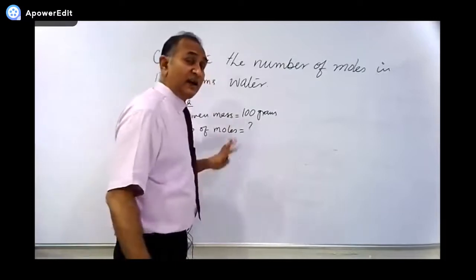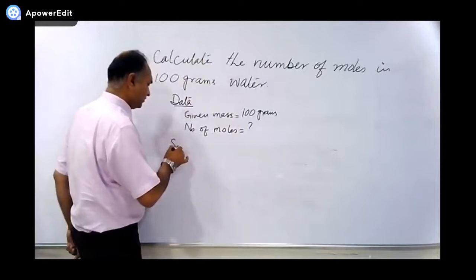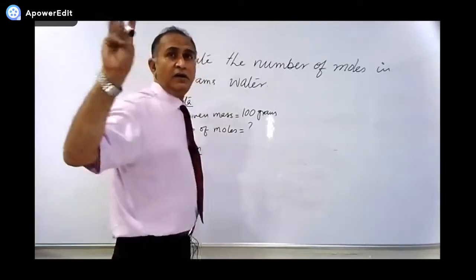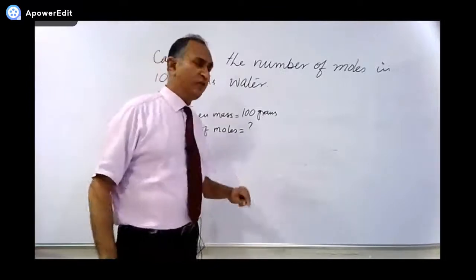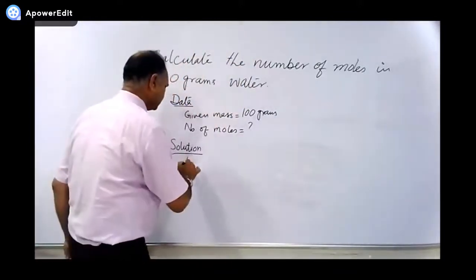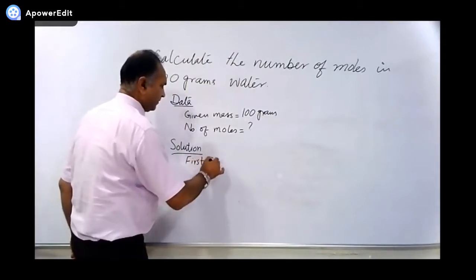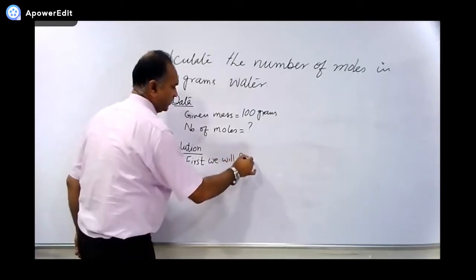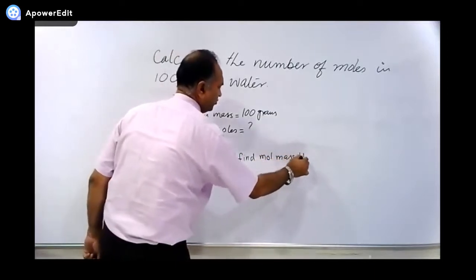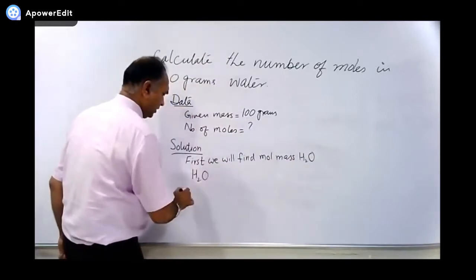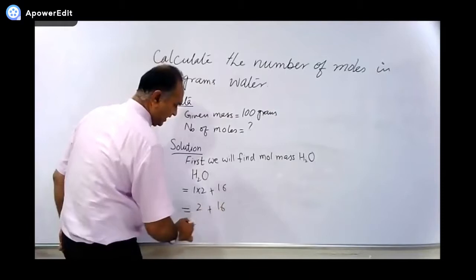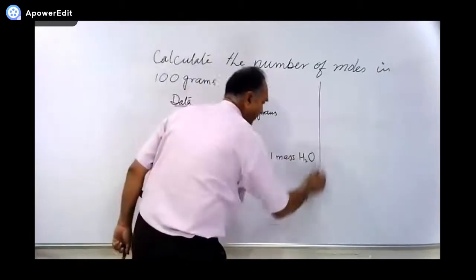So clever students can, I think, predict the solution. What is the formula to find the number of moles? Number of moles means given mass upon molar mass. So first we'll find molar mass. Most of you know. Of H2O. H2O: 1 into 2 plus 16, you know it, 18 gram.